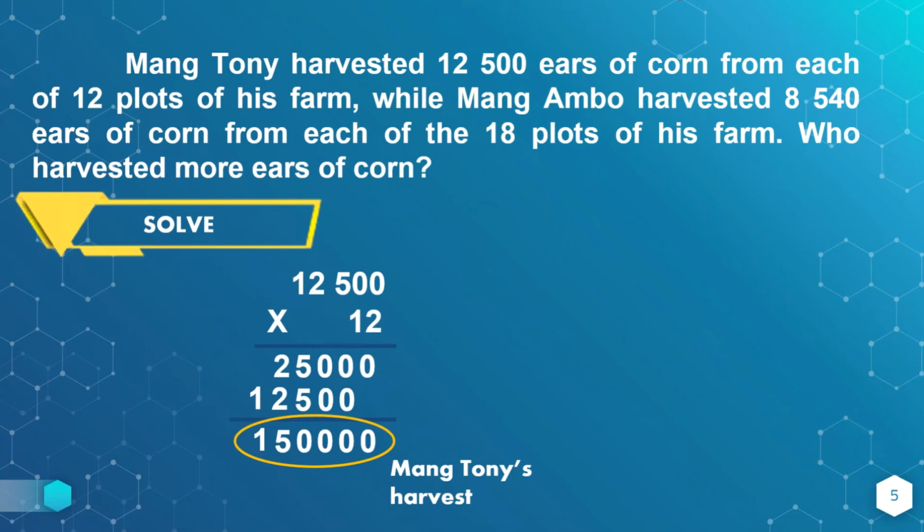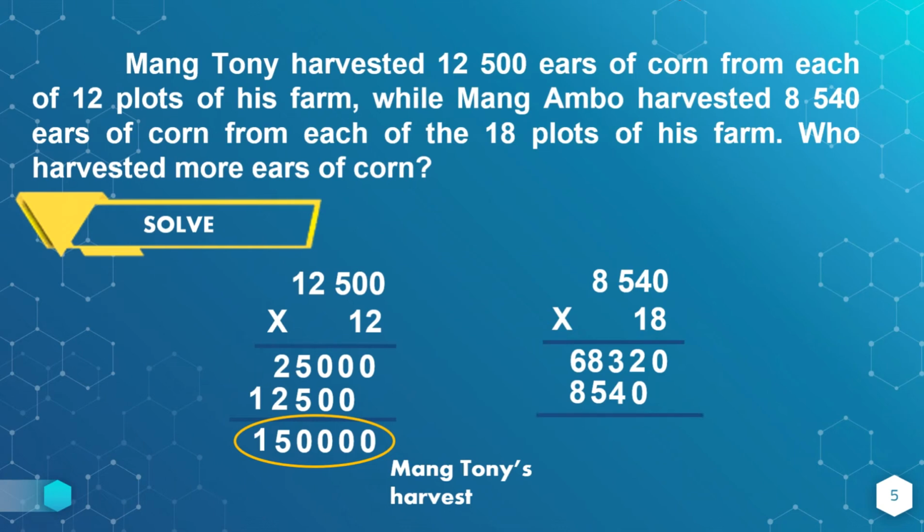Next is how many ears of corn did Mang Ambo harvested? So that is 8,540 times 18. So 8 times 0 is 0. 8 times 4, 32. So group 2 and regroup 3. 8 times 5 is 40 plus 3 is 43. Carry 4. 8 times 8 is 64 plus 4 is 68. Next, 1 times 0 is 0. 1 times 4, 4. 1 times 5 is 5. And 1 times 8 is 8.